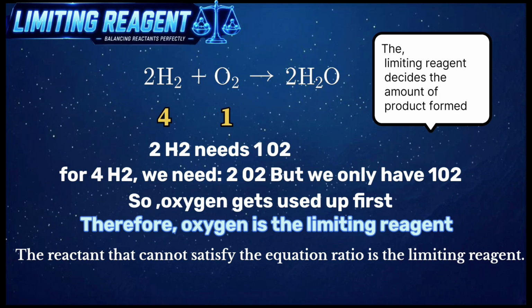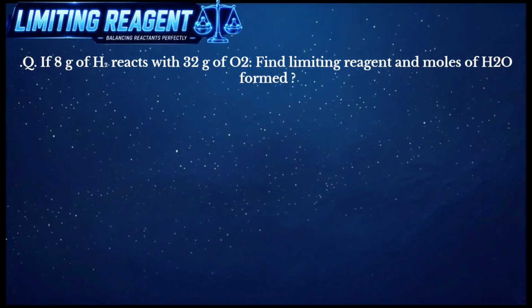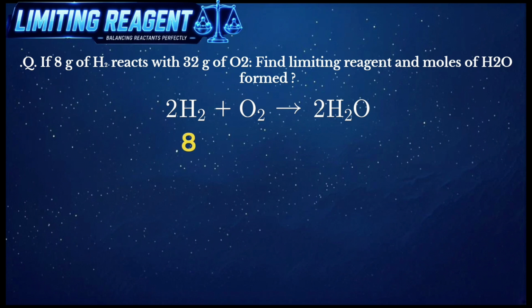Let's see how questions come from limiting reagent. If 8 grams of H2 reacts with 32 grams of O2, find the limiting reagent and moles of H2O formed. First, write the balanced equation: 2H2 + O2 → 2H2O. We have 8 grams of hydrogen and 32 grams of oxygen. We need to find the limiting reagent and moles of water formed.